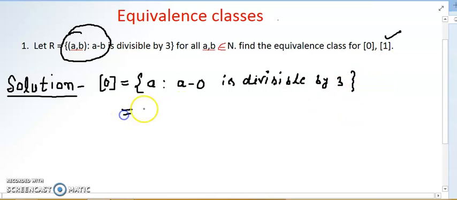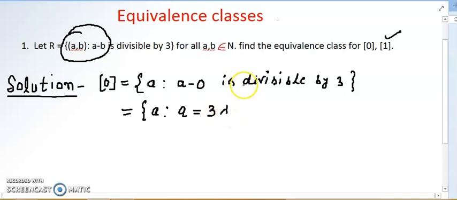So you may write here a such that, we consider this a equal to 3 lambda. Why have we taken 3? Because a is divisible by 3, because a is a multiple of 3, and you can take any constant value like lambda, alpha, beta, gamma, whatever you want. I have taken lambda. So a such that a equal to 3 lambda.